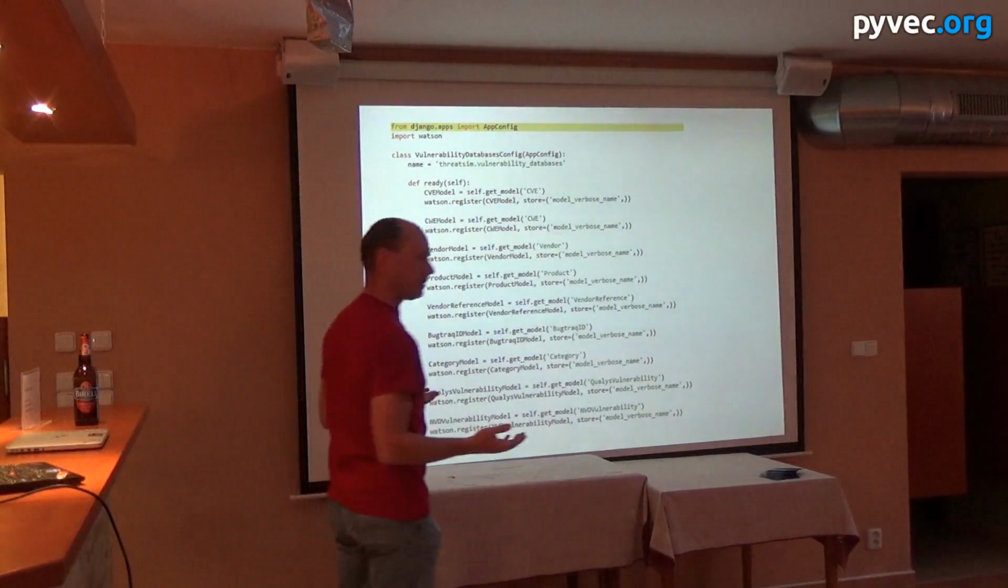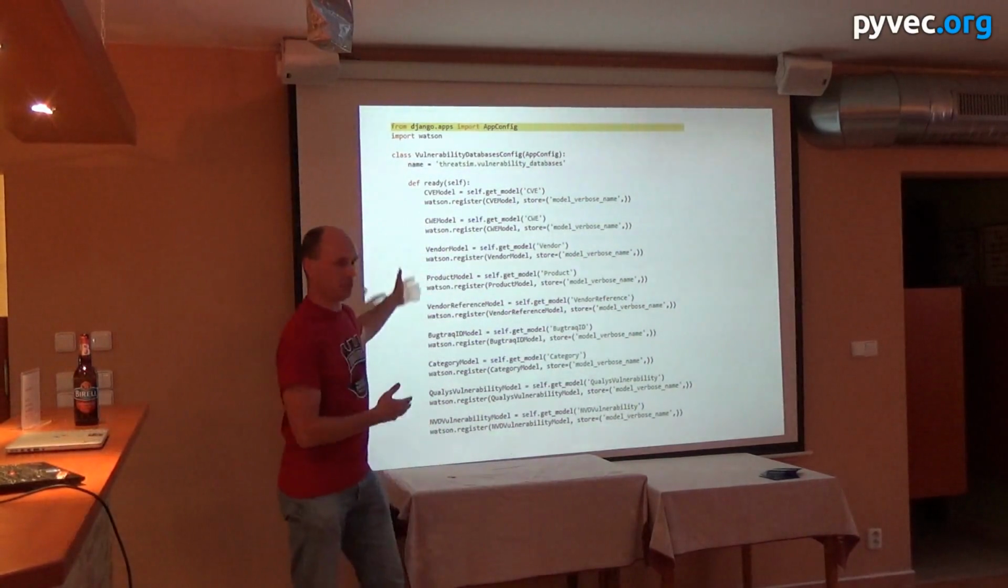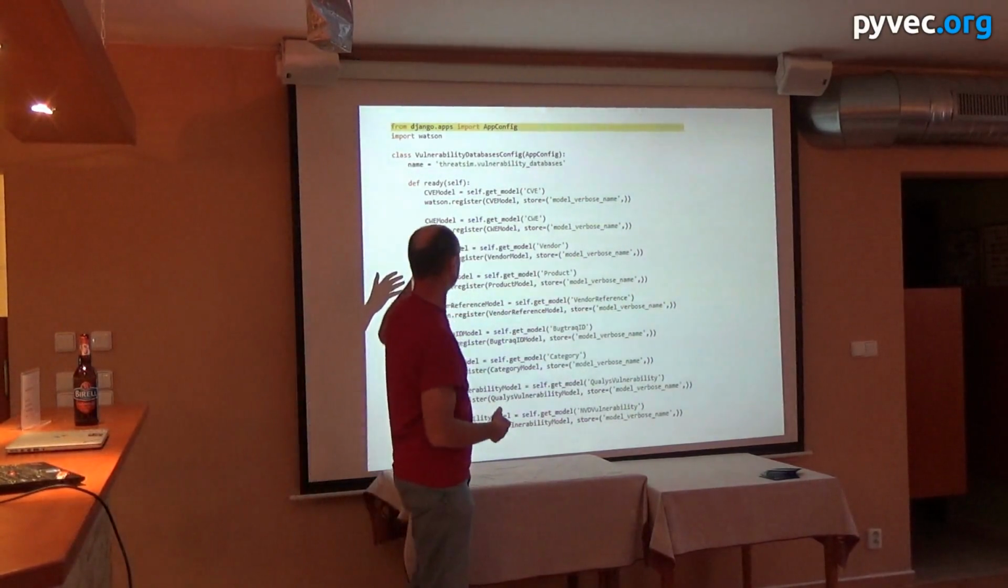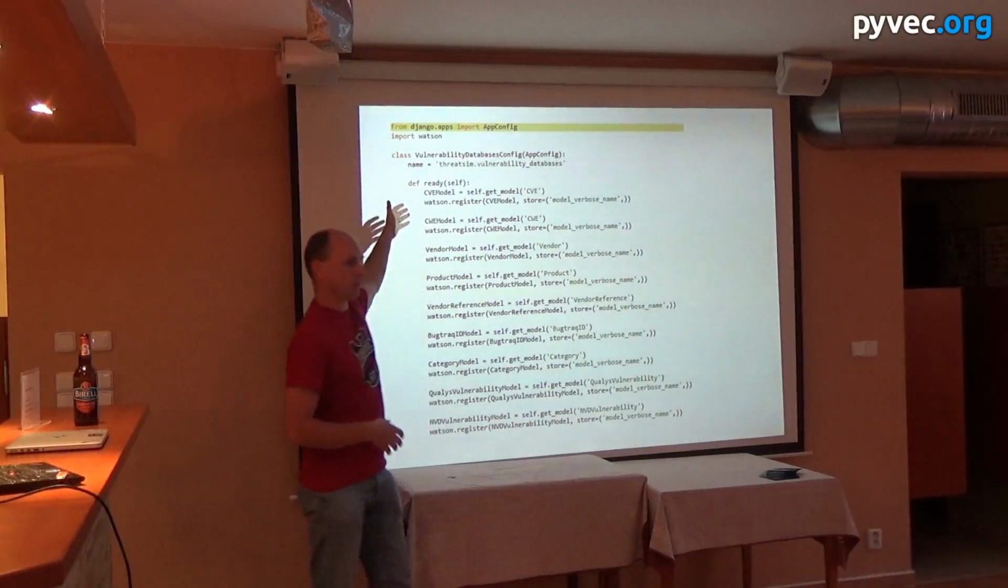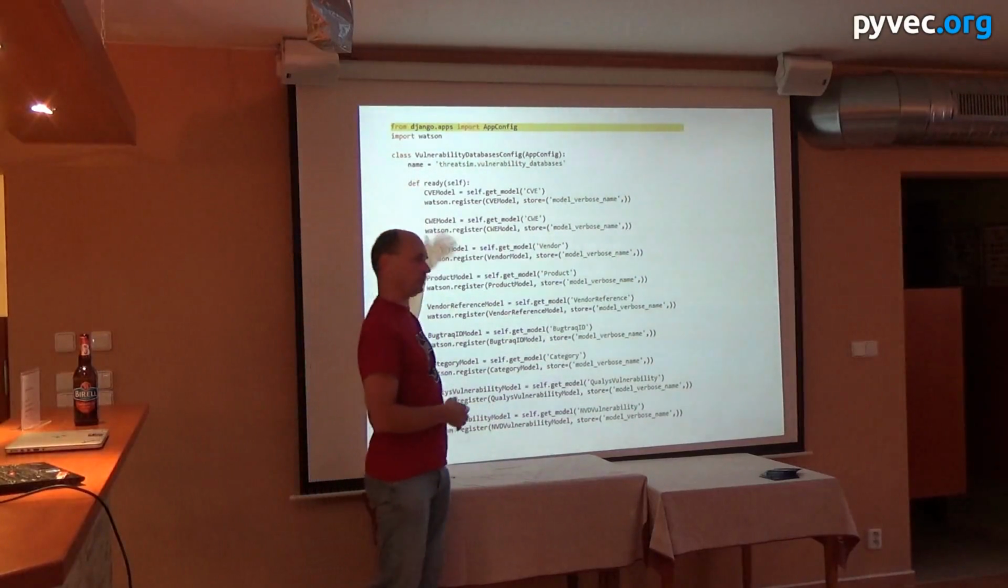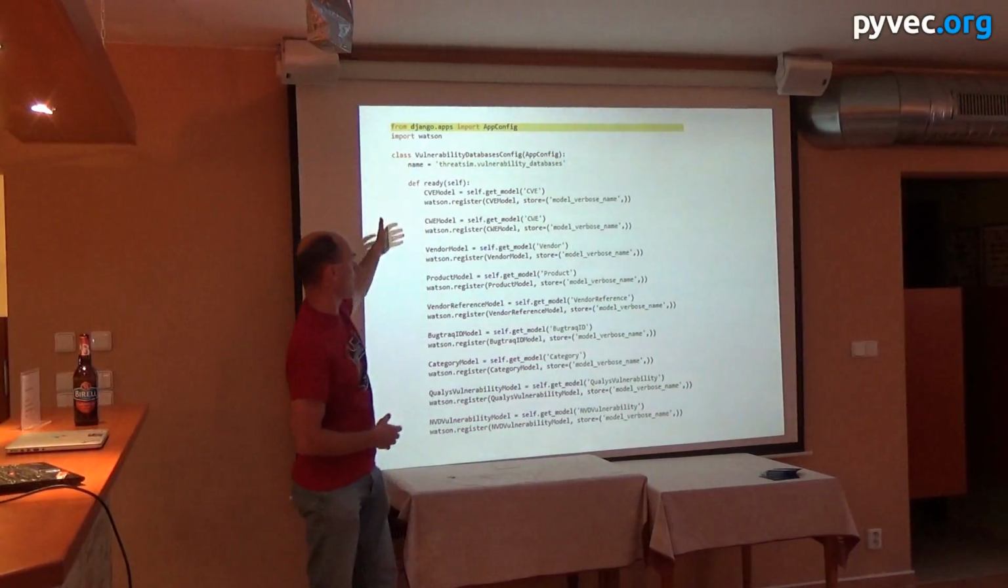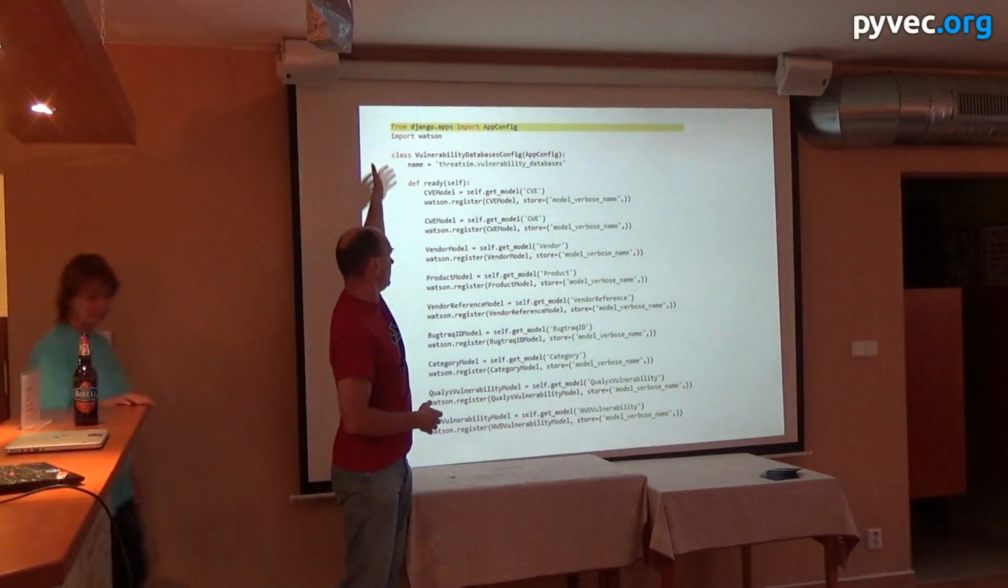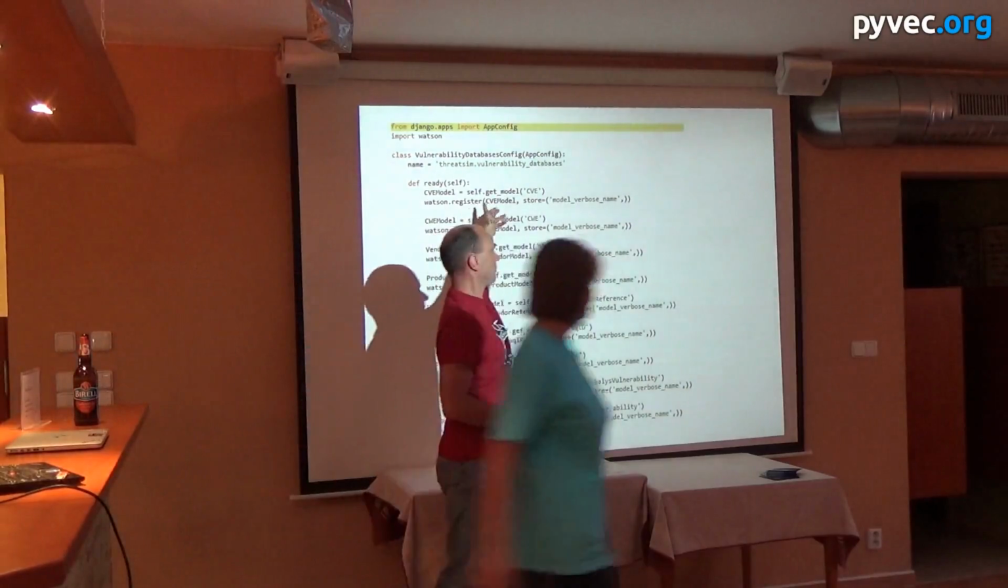This is how you register a model. Yes, it could be optimized, obviously. But basically, at some point, the old system used to be in your models.py, the new system is in config. You basically say, register this model with Watson.